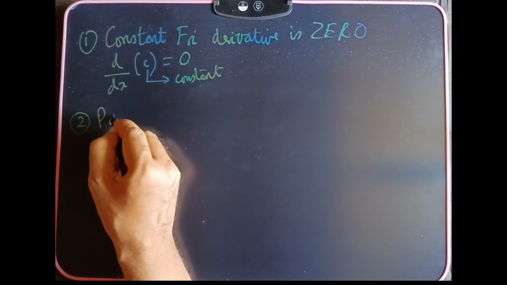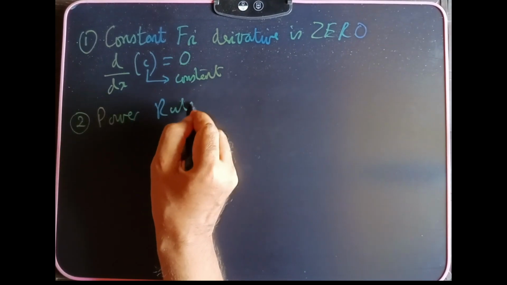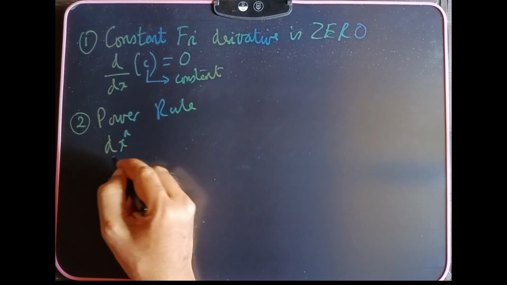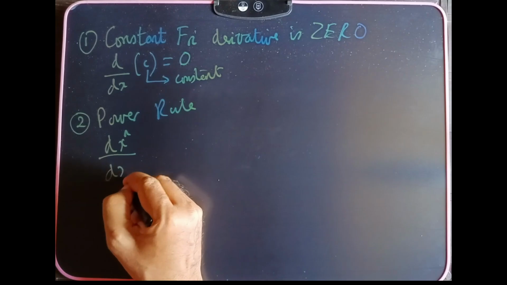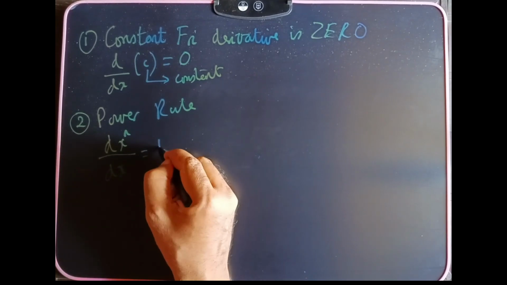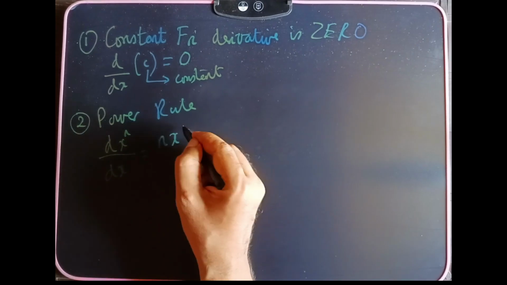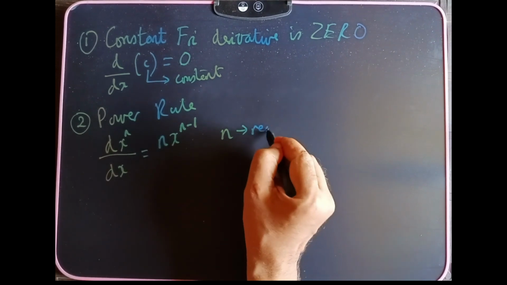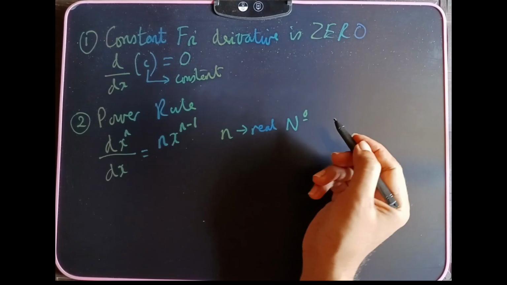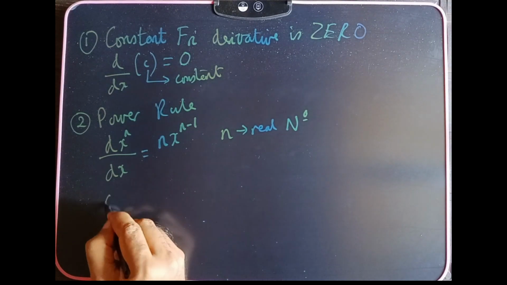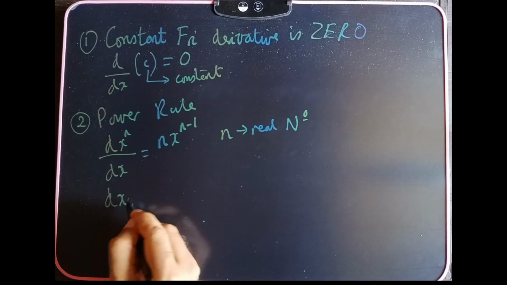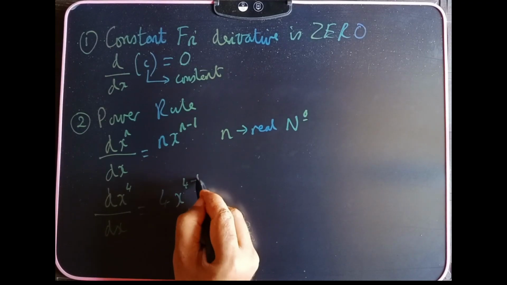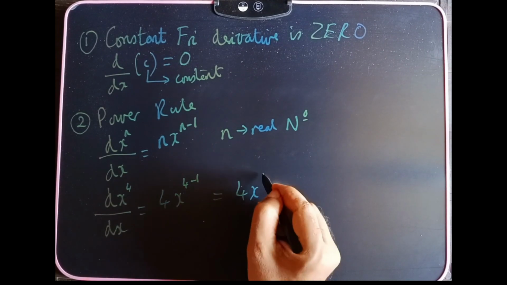Then you have the power rule. The derivative of x raised to the power of n with respect to x is equal to n as a multiplier times x to the n minus 1, where n is a real number. For example, the derivative of x raised to 4 with respect to x is 4x to the 4 minus 1, which becomes 4x cube.